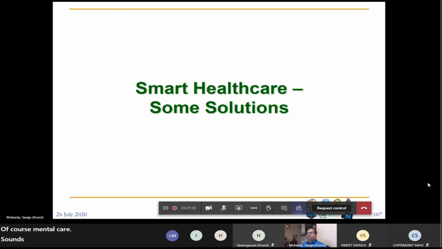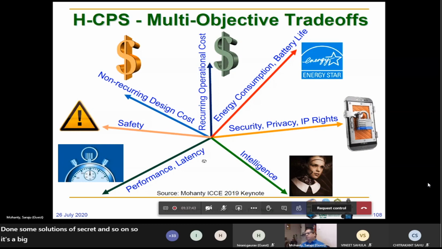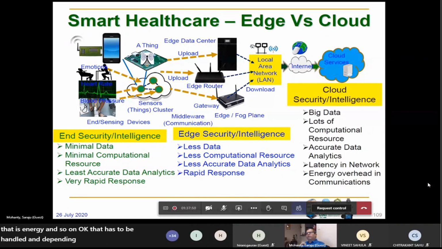And some solutions of security and so on. It's a big trade-off that I saw many times, that is energy and so on, that has to be handled. And depending on this, from the healthcare point of view, for a rapid solution, for example stress monitoring or EEG-based seizure monitoring and so on, a lot of computation should happen at home. For example, we have to have some computation happening in a mobile phone, some computation happening even in our home router. So more and more I am inclined to believe that edge computing is a better computing paradigm for smart healthcare, because your computation is happening close to the user, so decisions can be taken and the user can be better served in terms of his or her health crisis.